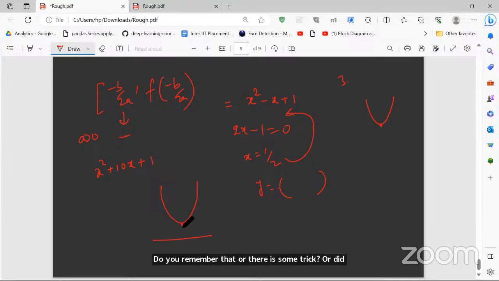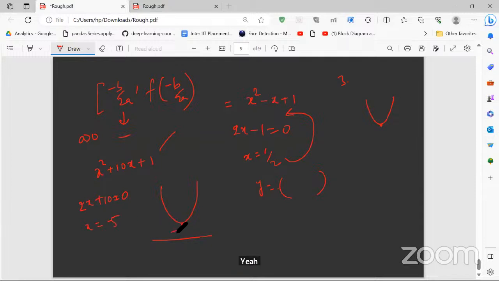What is the vertex? What is the x coordinate of that vertex? Minus 10 upon 2a, so minus 5. This is why I was telling you, if you forget the formula, you can just differentiate it: 2x plus 10 equals 0, so x equals minus 5. So minus 5 will be the x coordinate, and for the y coordinate you just put it in here: minus 5 square plus 10 into minus 5 plus 1. Whatever you get will be your y coordinate.